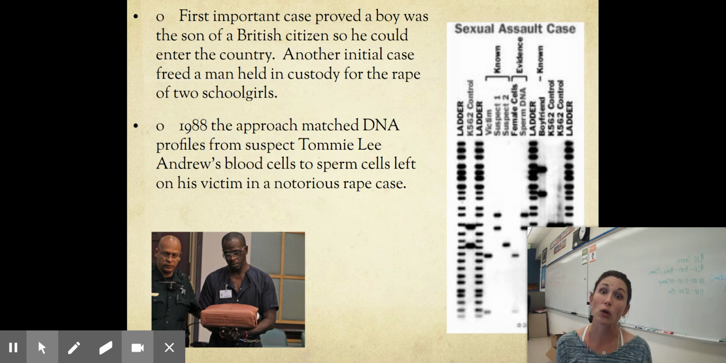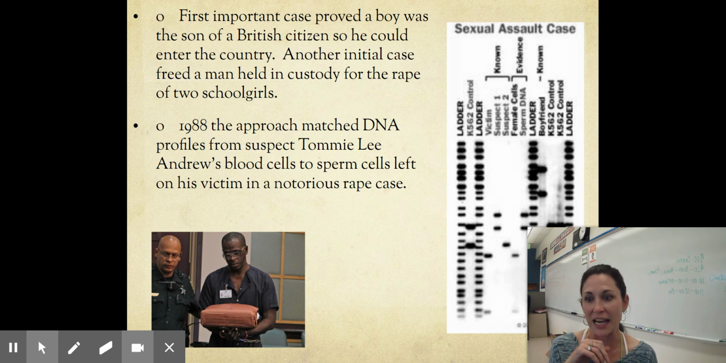Another really important first case actually freed a man who had been held in custody for the rape of two schoolgirls. When they analyzed the DNA from the crime scene and compared it to the suspect, those two did not match. So there's no way he could have committed the crime. There are also so many notorious cases where we've used DNA profiling to figure out whether the DNA of a suspect matches the DNA recovered at a crime scene.